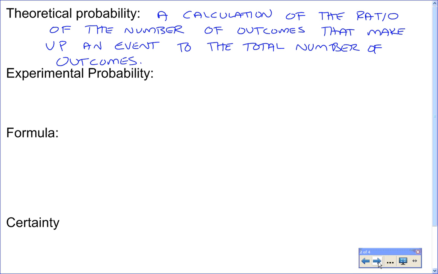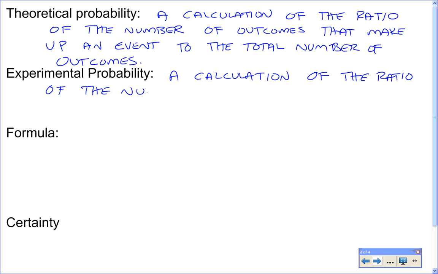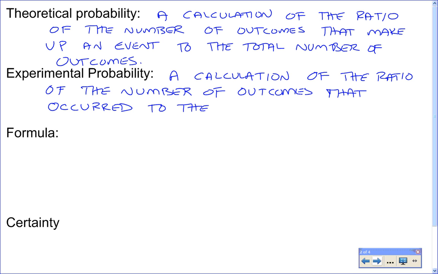Experimental probability is very, very similar. It's a calculation, but this time it's the ratio of the number of outcomes that actually occurred to the total number of outcomes. So we're actually counting in this case how many times something happened. We're going to see some examples of this. If you're having a hard time visualizing this, it's a whole cart and horse situation. I want to throw out the terminology first, and then you see some examples and you realize that the definitions are much, much clearer.